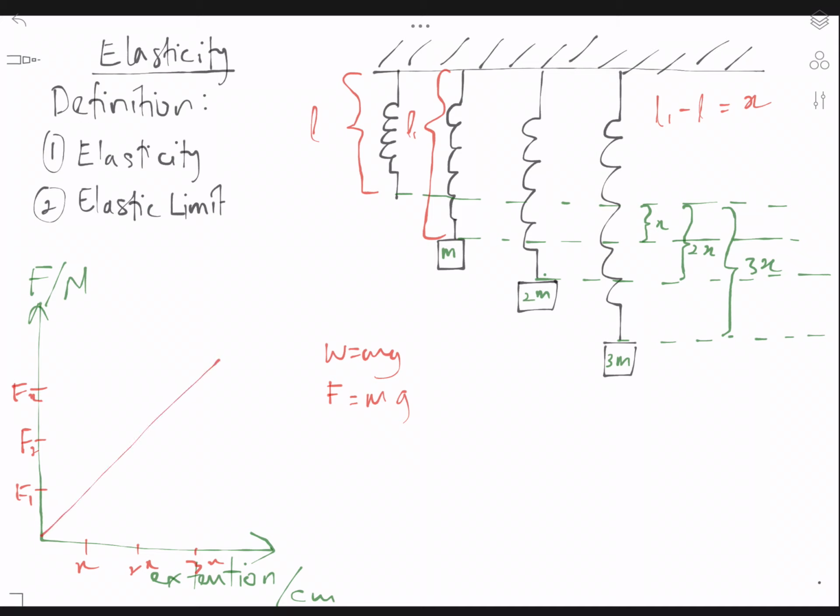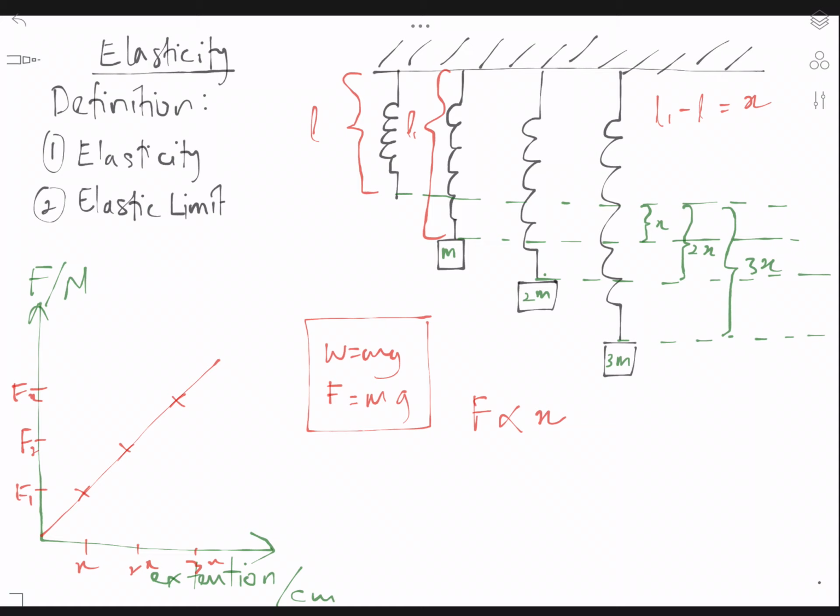You're going to get a straight line like this. When you plot the graph, it's going to be something like this. From here we can try to make a relationship between force and extension. Force here refers to the stored force in the spring itself. From here, you can see that F is directly proportional to X. F is directly proportional to X.